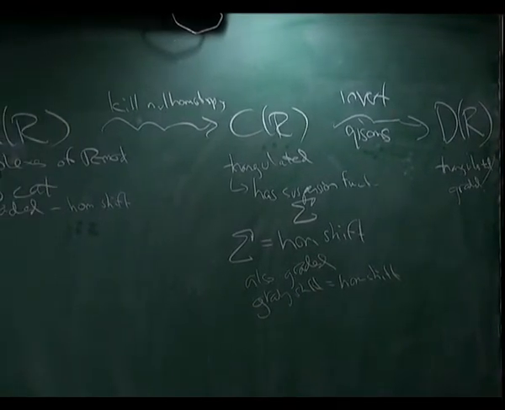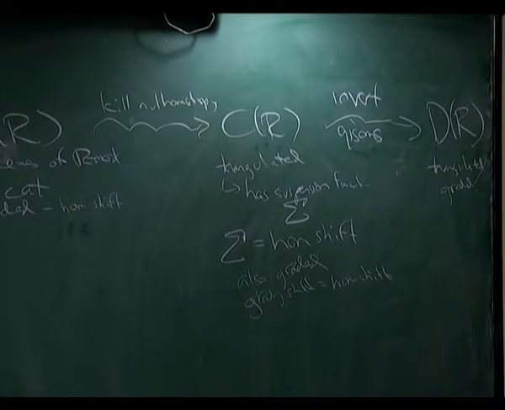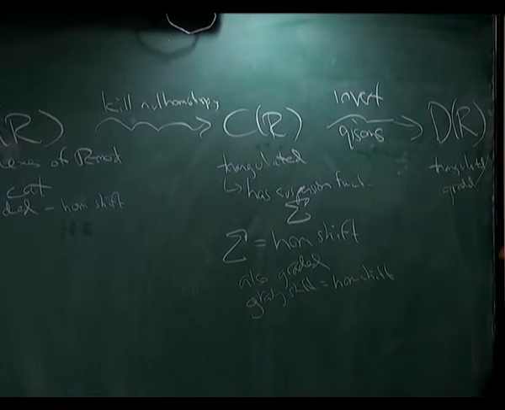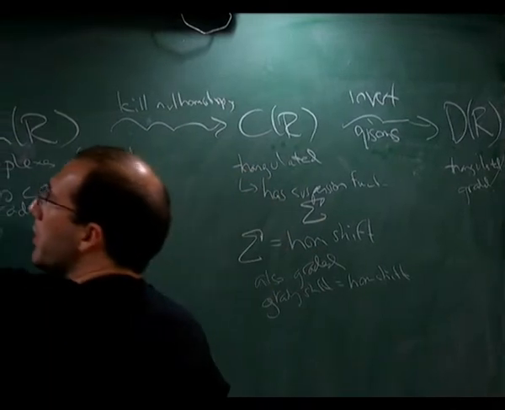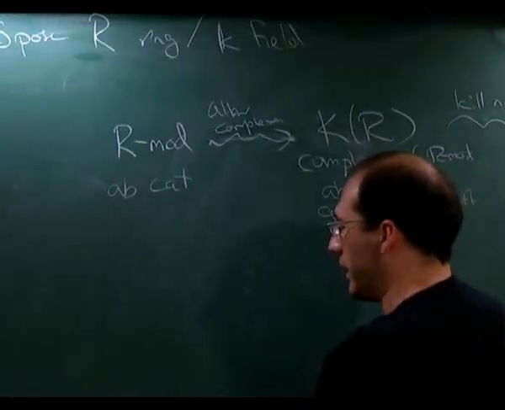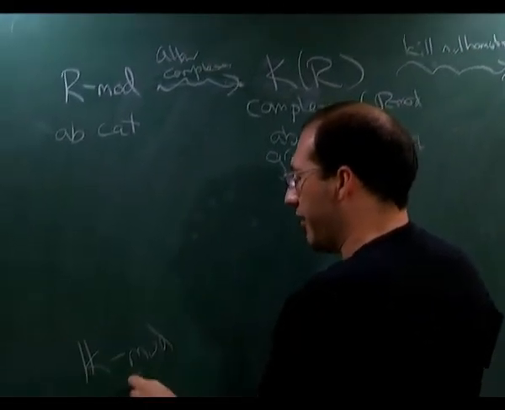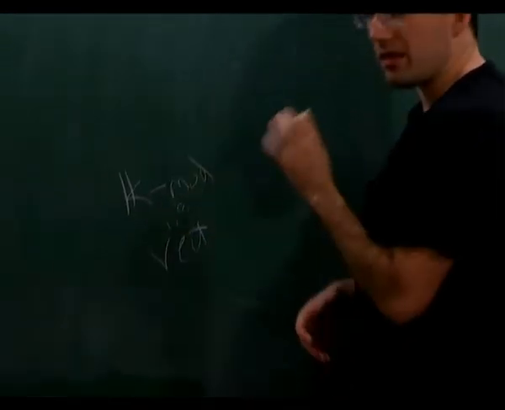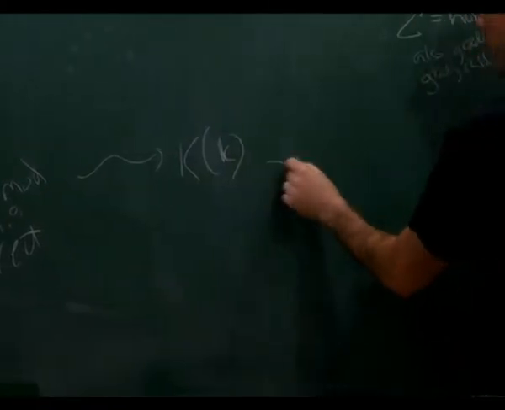I want to make a quick point about what quasi-isomorphisms are. Because instead of working with R-modules, we could have just worked with plain old k-modules, i.e. vector spaces. And we can repeat this entire story with vector spaces.